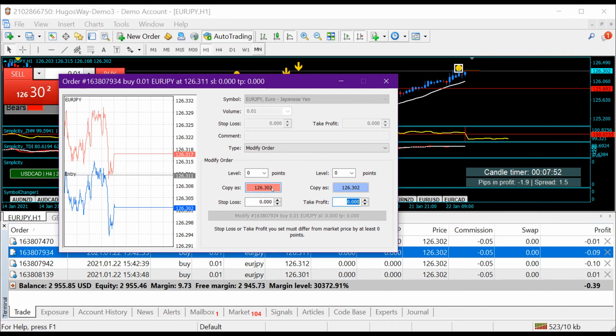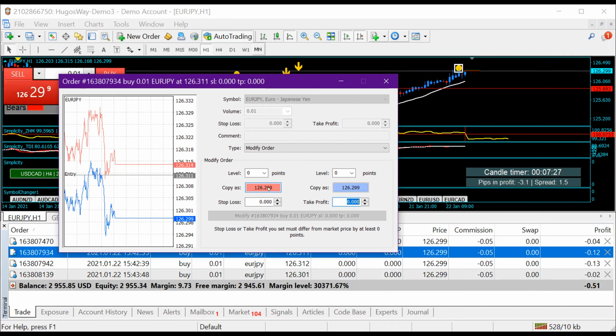So here it has numbers that says copy as. So if you were to hit this number, it will apply whatever numbers in this box into your stop loss. It's kind of giving you a number that would be in agreement with the type of trade that you have. However, that may not be where you want your stop loss to be. So you may still have to adjust that number.